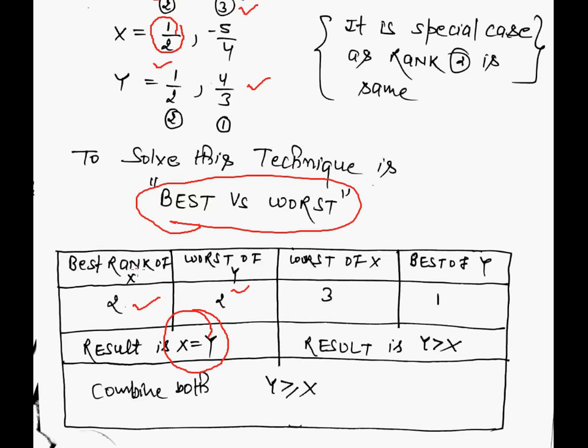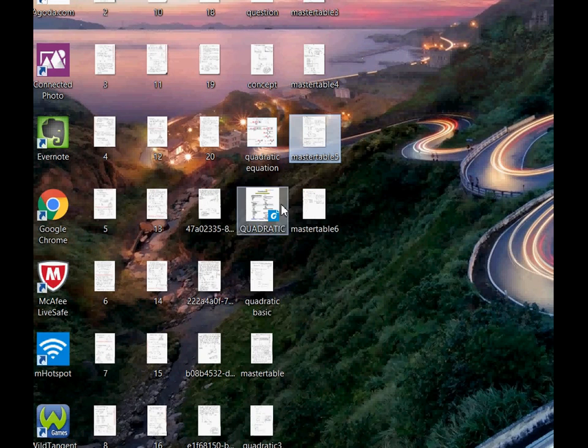Now compare the worst of x. Worst of x is 3 and best of y is 1. This means y is greater than x. Now comparing both, we can get the result y is greater than or equal to x. If the ranks coincide, we will use the technique of best versus worst.